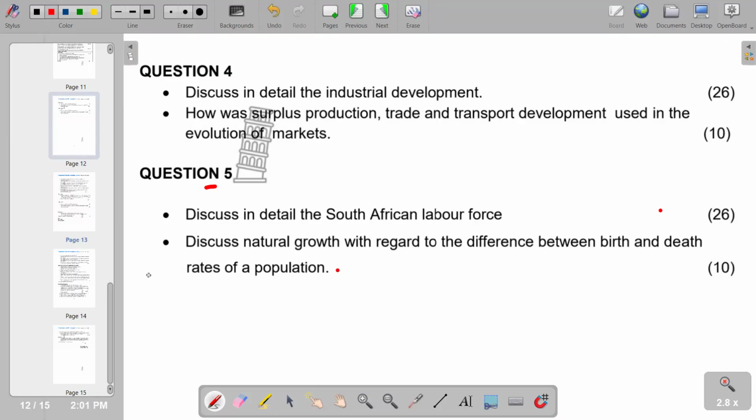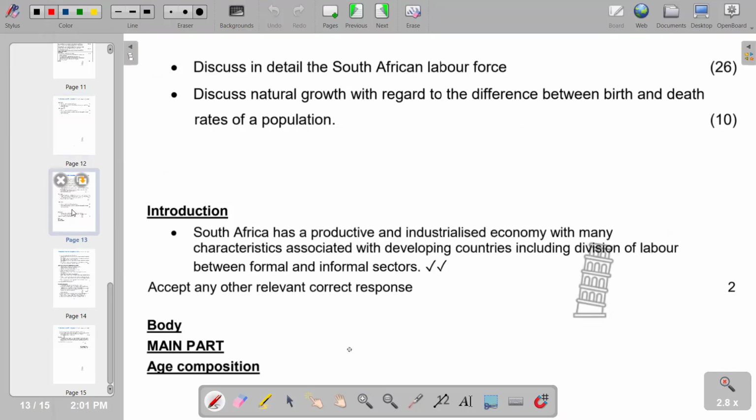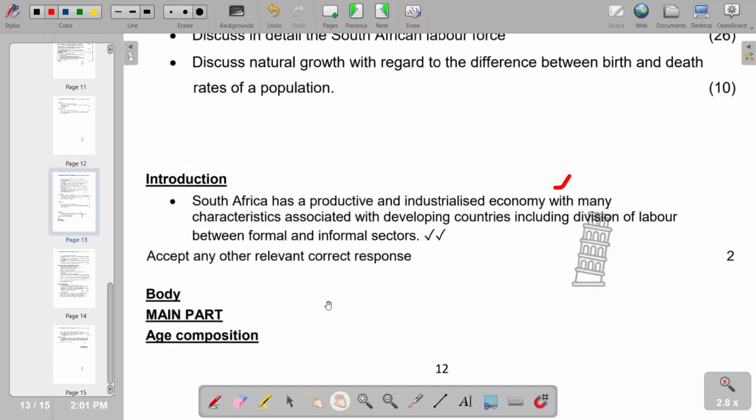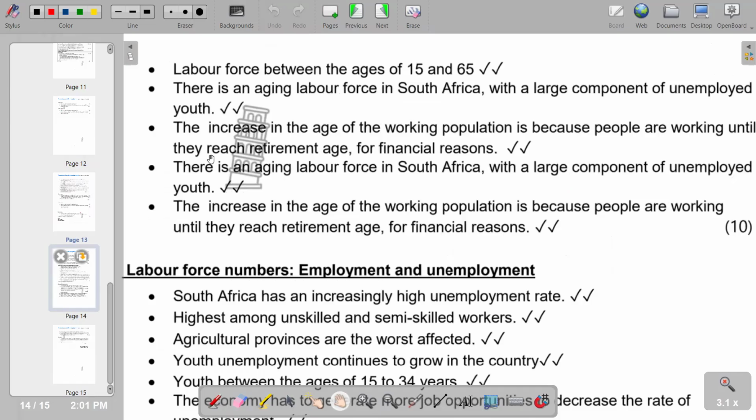So the typical introduction that we can come up with, we have it here as the typical introduction according to our essay. And then from there, you're supposed to go to the main part where you have to discuss in detail the South African labor force. In terms of describing the South African labor force, you can start on age composition, which represents the labor force between the ages of 15 and 65. There were further points that I explained on that.